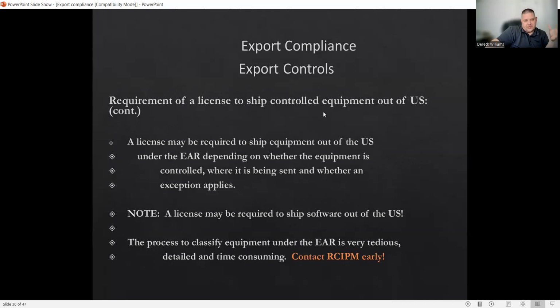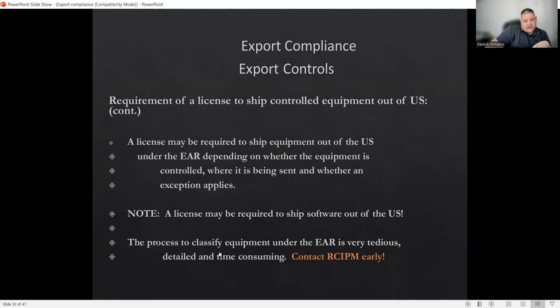Requirement of a license to ship, continued. A license may be required to ship equipment out of the US under the EAR, depending on whether the equipment is controlled, where it's being sent, and whether an exception applies. A license may be required to ship software out of the US, and that one can get a lot of companies in trouble because a lot of companies put these dual use or possibly even military application software on their website as a downloadable link. And if anybody can click on it and download it into a country that is export controlled or banned, well, now you, as the provider of the information, have a violation.